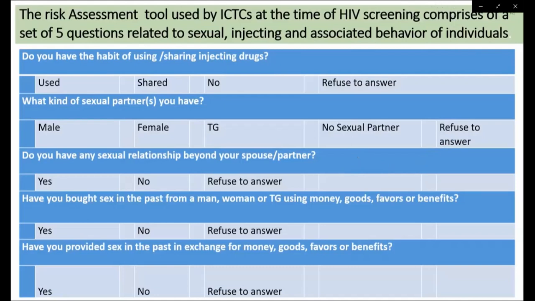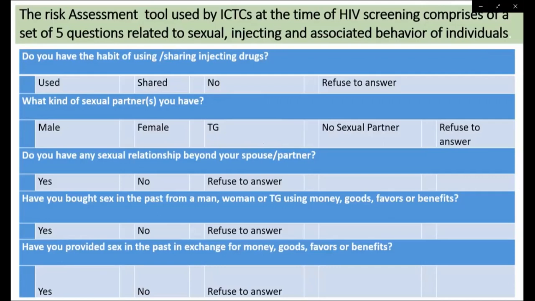If the particular client is male and says the sexual partner is male, then obviously we should consider homosexuality as part of that. Similarly for TG as well: if the person identifies himself as TG and the sexual partner is male or someone else, all these things have to be recorded.